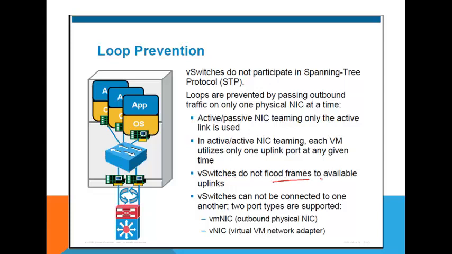We do not flood frames to the available uplinks. If the destination is unknown, a normal switch will flood the traffic. This will not flood traffic. Two vSwitches cannot be connected to one another without the support of NIC cards, either VNIC or VMNIC. So let's say this is one vSwitch, switch 0, and this is switch 1, and there is a host here and a host here. If these two need to talk, they cannot talk to each other unless there is some sort of connectivity between them, physical or virtual.